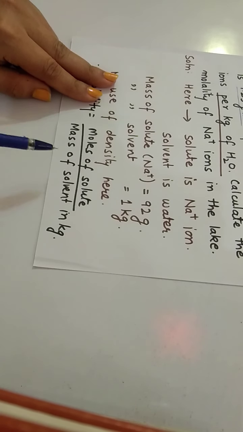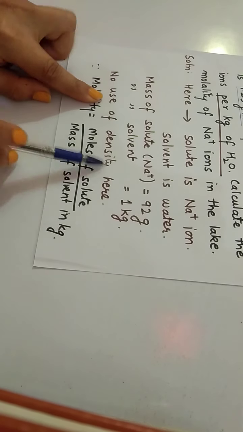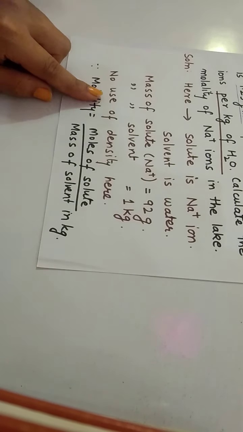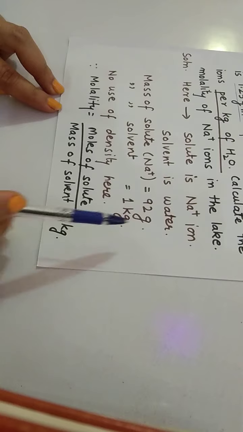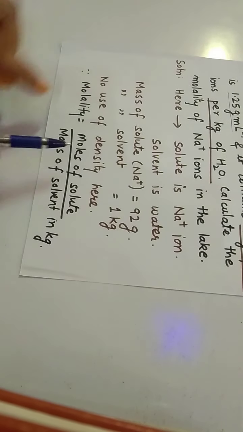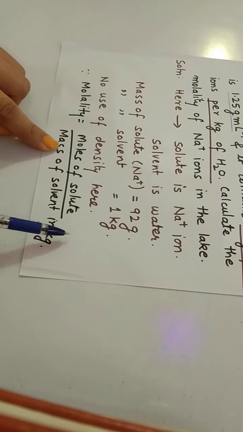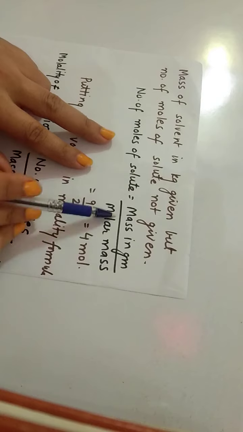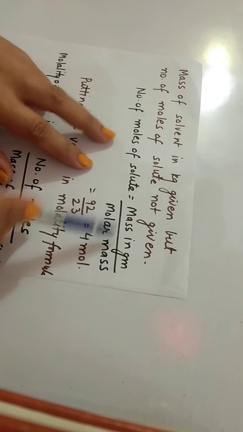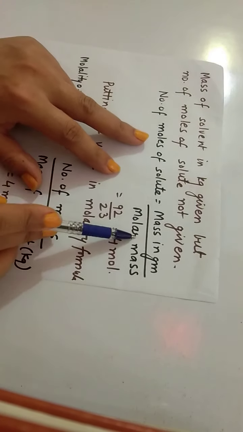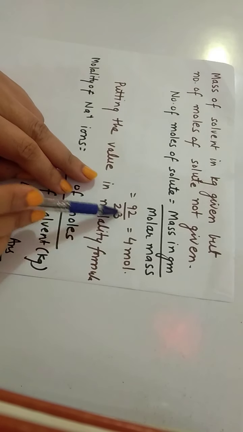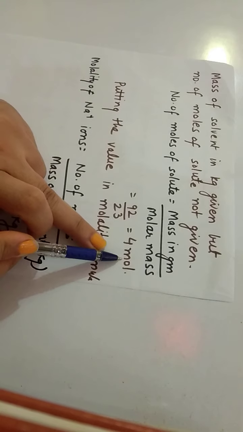Do you think there is any need of density in this formula? According to me, it's a big no. Because in the formula for molality, it is moles of solute. For moles, you know the formula is mass in gram divided by molar mass. You know the solute is Na. The molar mass of sodium is 23. So mass in gram is 92 divided by 23. So the number of moles is 4.